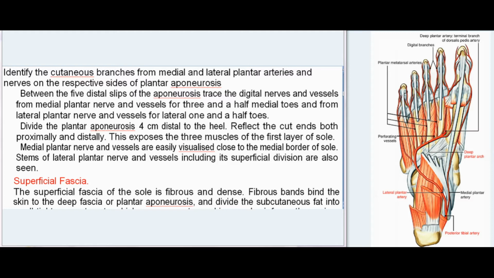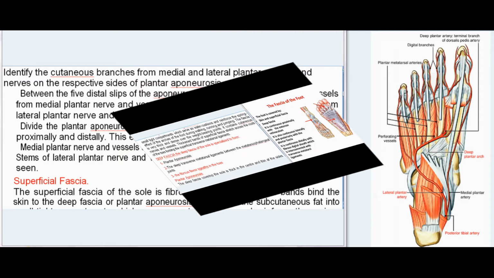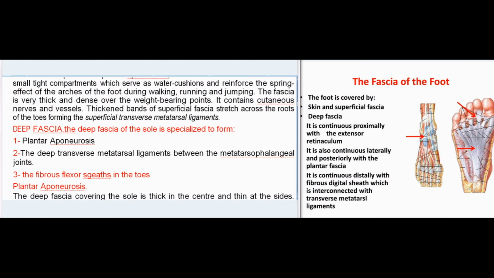Superficial fascia. The superficial fascia of the sole is fibrous and dense. Fibrous bands bind the skin to the deep fascia or plantar aponeurosis, and divide the subcutaneous fat into small tight compartments which serve as water cushions and reinforce the spring effect of the arches of the foot during walking, running and jumping. The fascia is very thick and dense over the weight-bearing points. It contains cutaneous nerves and vessels. Thickened bands of superficial fascia stretch across the roots of the toes forming the superficial transverse metatarsal ligaments.